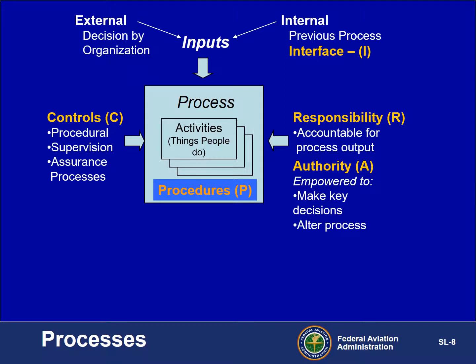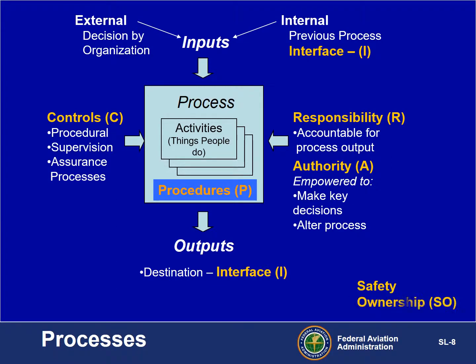And now we get to outputs, the product or end result of a process, which can be recorded, monitored, measured, and analyzed. Outputs may be the input for the next process area in succession, so it's important to get it right. Outputs contain the input interface attribute, the safety ownership attribute, and the performance measures. This model is a simple input, activity, output flow, showing where the process attributes affect a process.